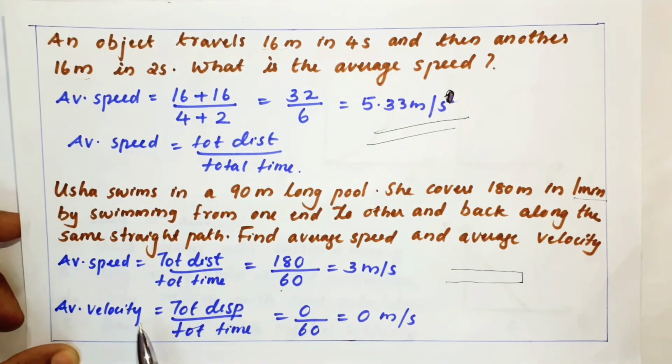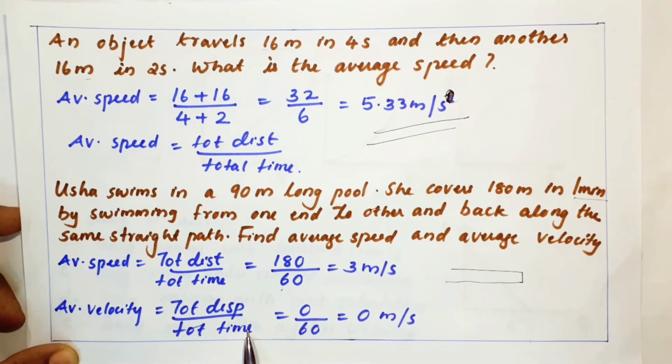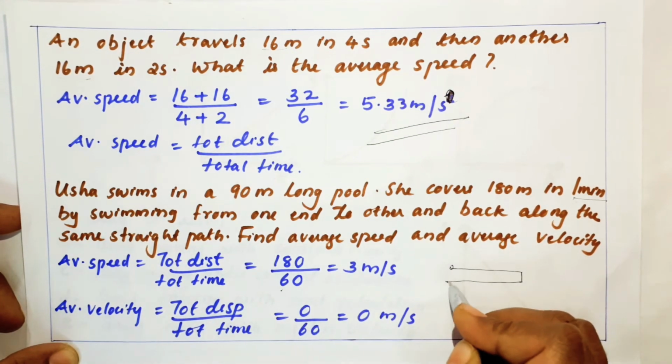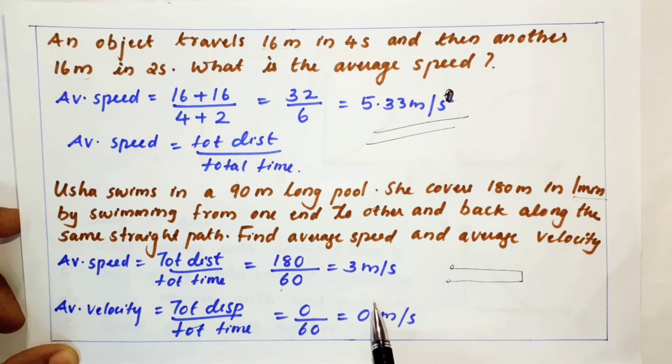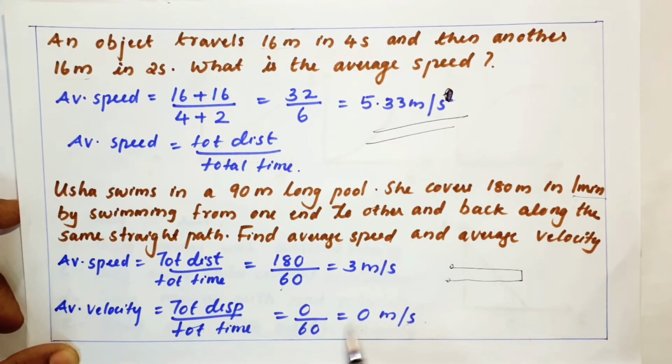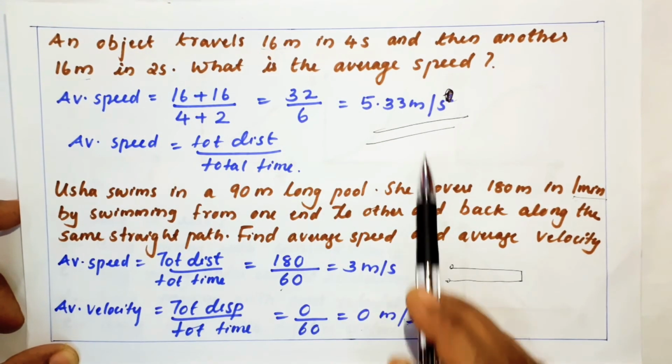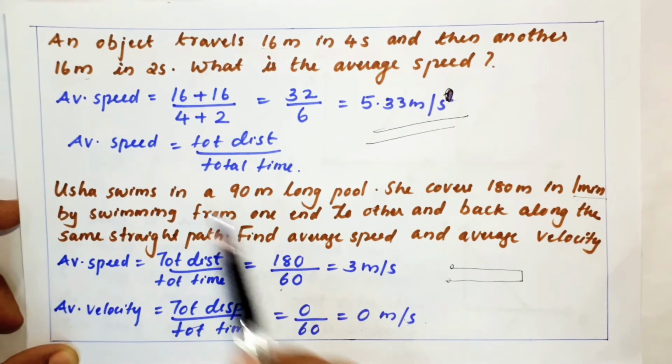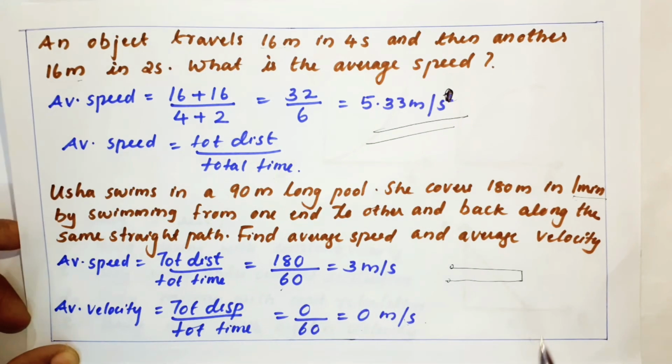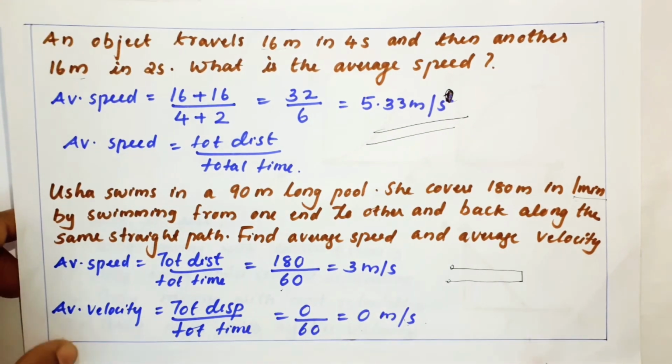If you want average velocity, it is total displacement by total time. Displacement: initial point and final point are the same. So there is no displacement. 0 by 60, that is 0 meter per second. Don't forget, average speed unit is meter per second. Average velocity unit will also be meter per second.